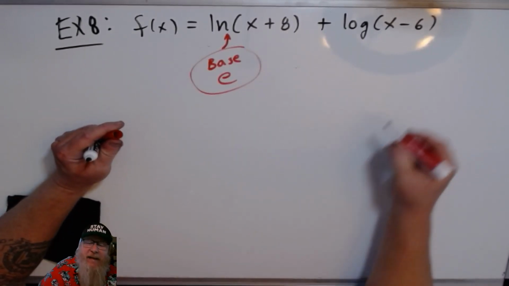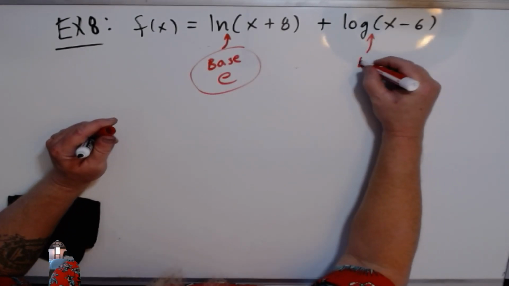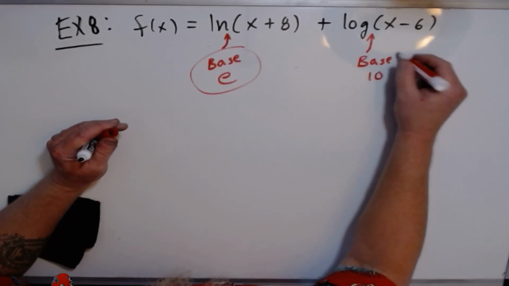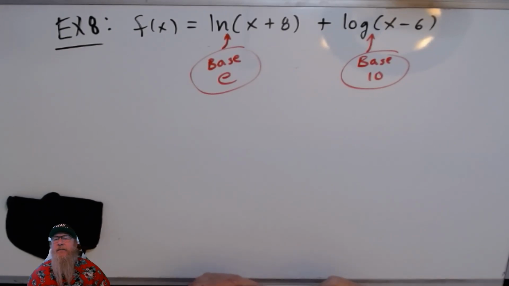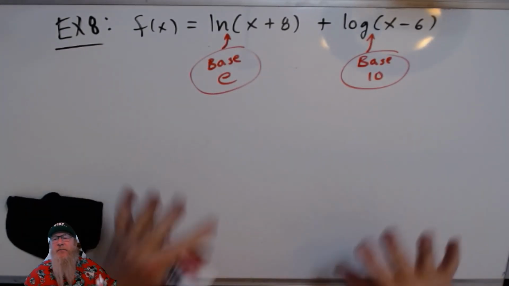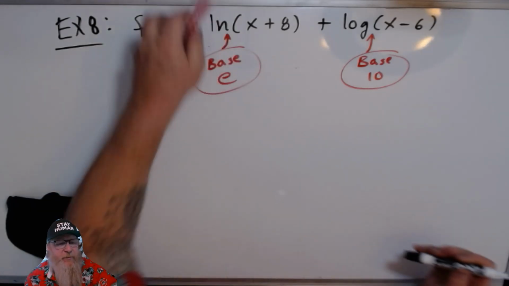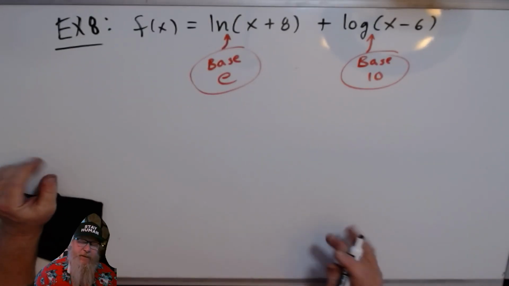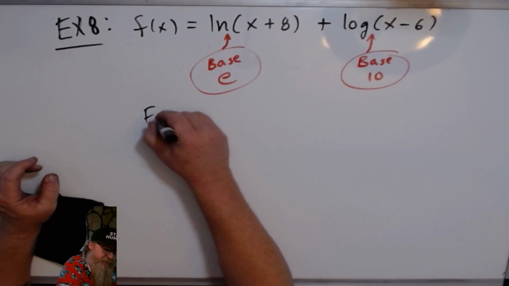So remember the e to the x. And then the common log is base 10, 10 to the x. So if I wanted to graph this, I would have to use a combination of the two different bases. It would get pretty tricky. Let's just find the domain.